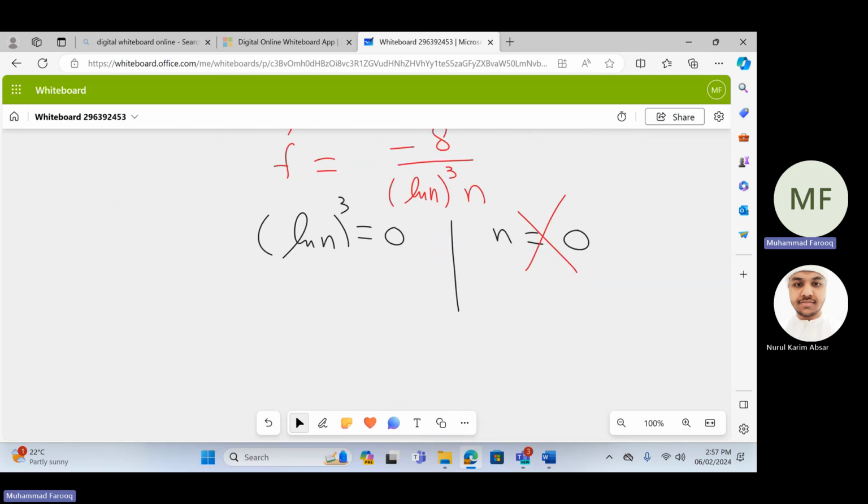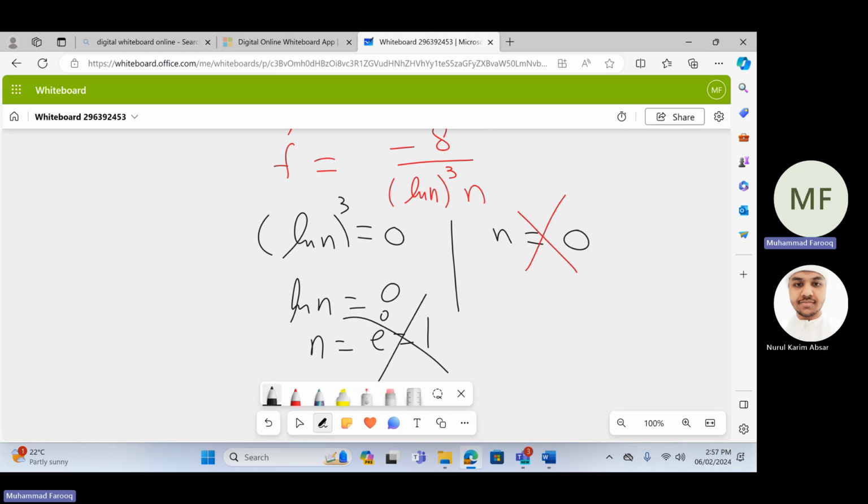Now, second part here. Basically, take the power 1 over 3 on both sides, you get ln n equal to 0. Apply e on both sides, so n is equal to e to the power 0, which is 1. Also rejected because the domain starts from 2. Understand? What we did before, now we put from 2 to infinity and retest.